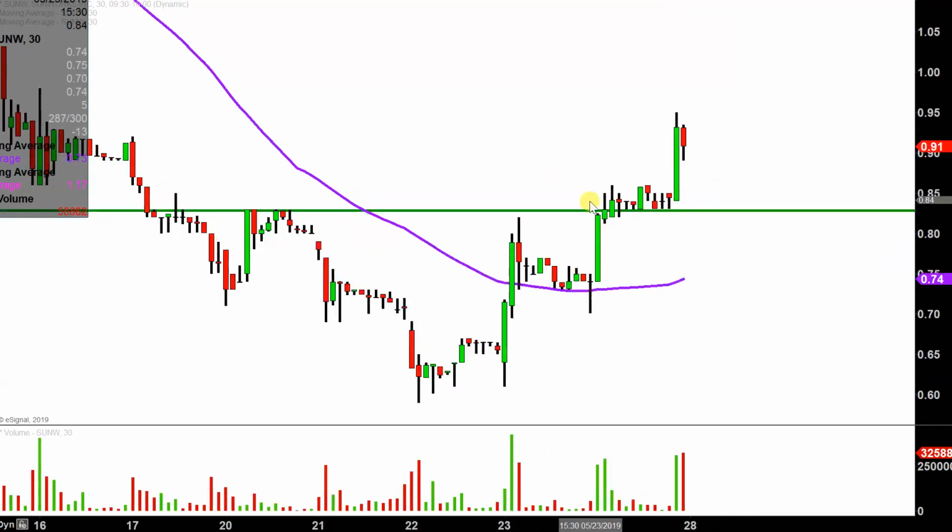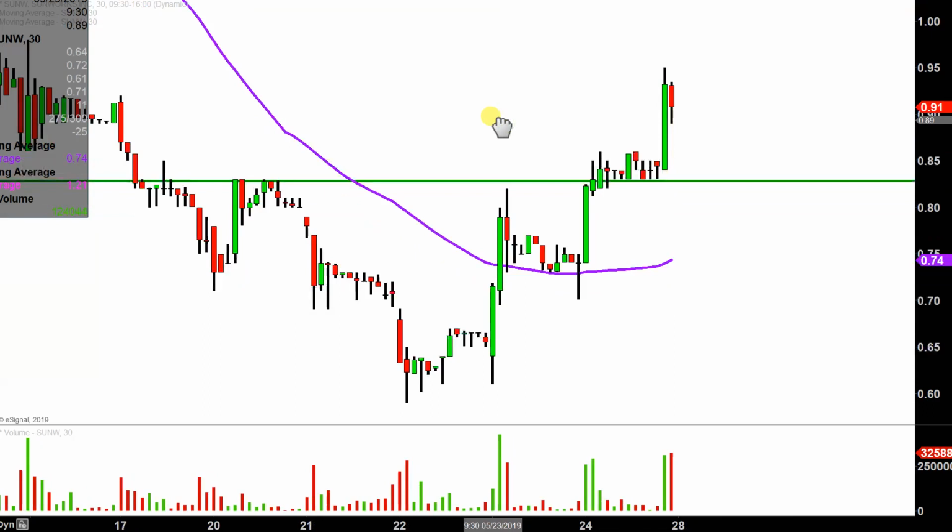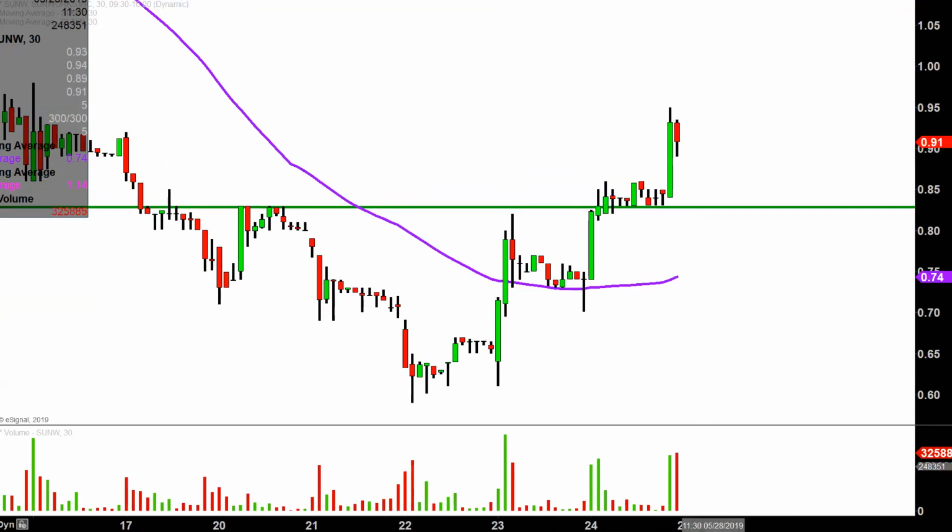Don't get me wrong though, if the price were to fall below 83, that doesn't mean the entire chart's destroyed or ruined or anything like that. But preferably speaking, if the price can stay above there, that would certainly be a huge sign of strength going forward.